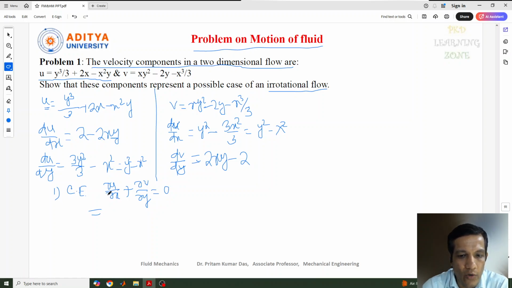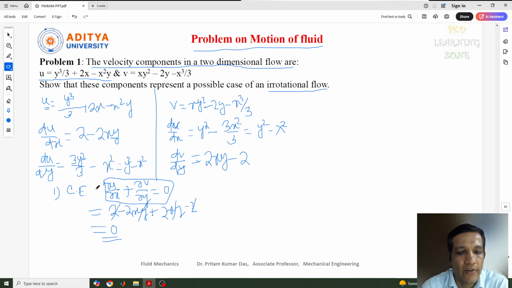Now del u by del x is 2 minus 2xy, plus del v by del y. Del v by del y is 2xy minus 2. The minus 2xy and plus 2xy cancel, and the 2 cancels too. So what we get is 0. That means the continuity equation is satisfied. So we can say it is a possible case of fluid flow, that's the first thing.